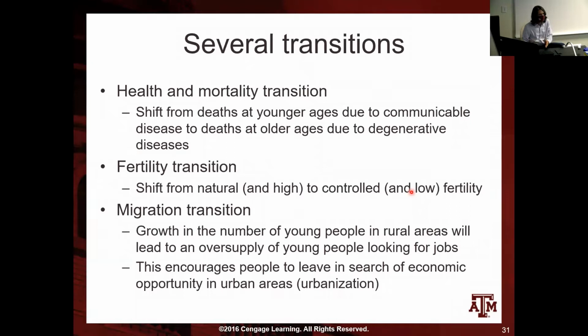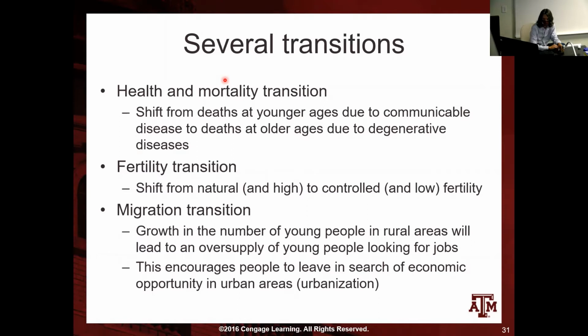Overall, this is a summary of what we saw in these last decades, in these last centuries. We saw a shift from deaths at younger ages due to communicable and infectious diseases to deaths at older ages due to degenerative diseases. That's a summary of what we have been seeing in terms of health and mortality transition.